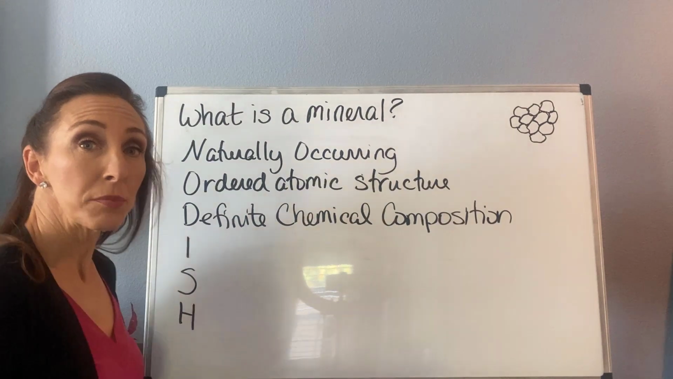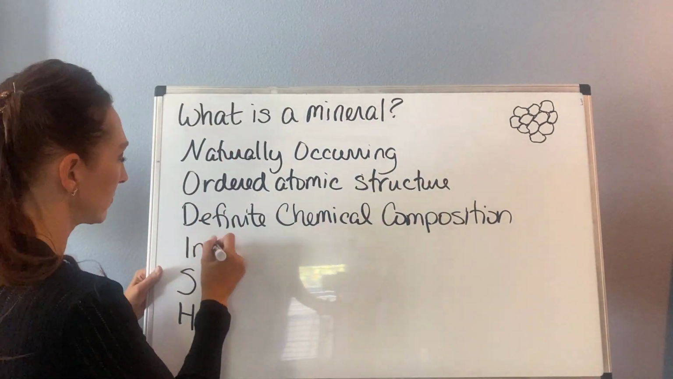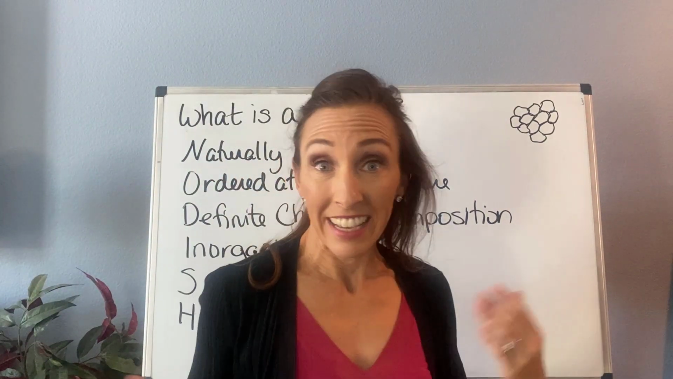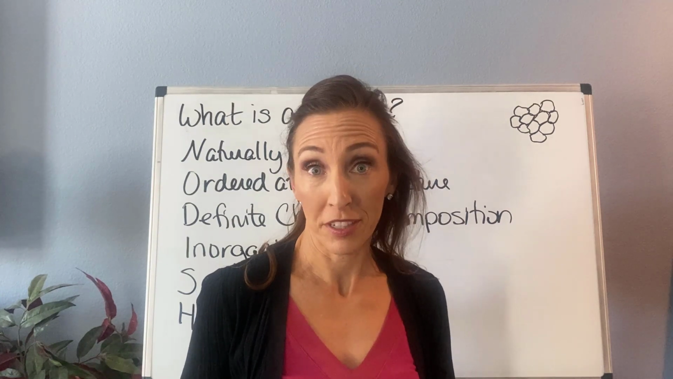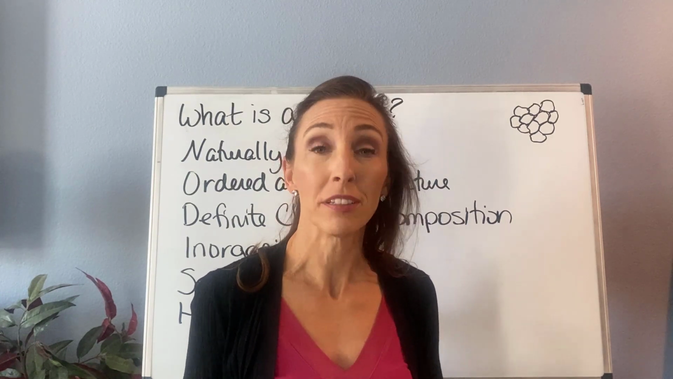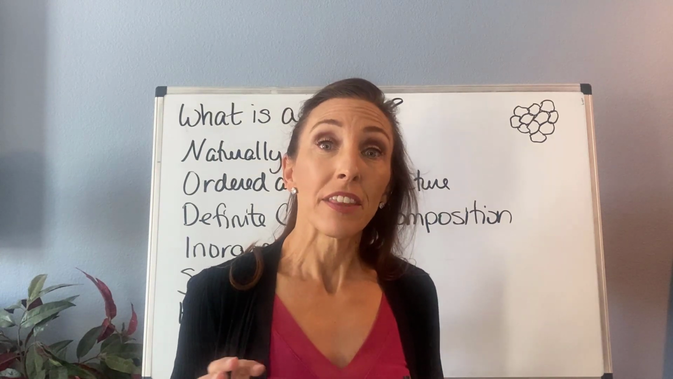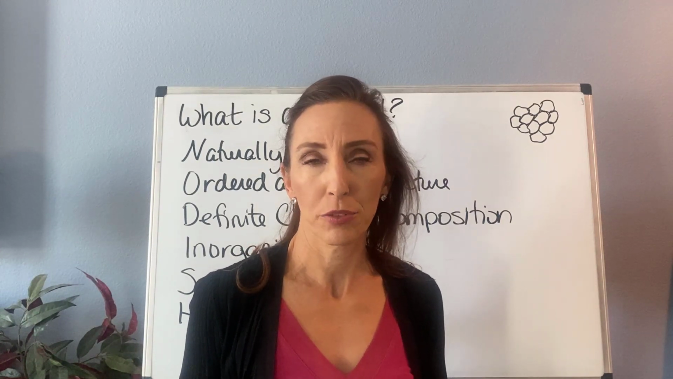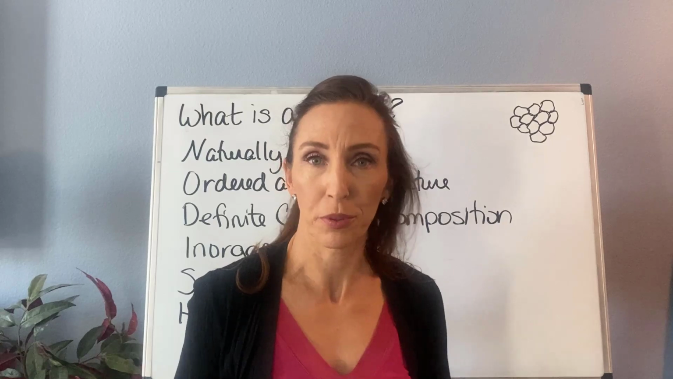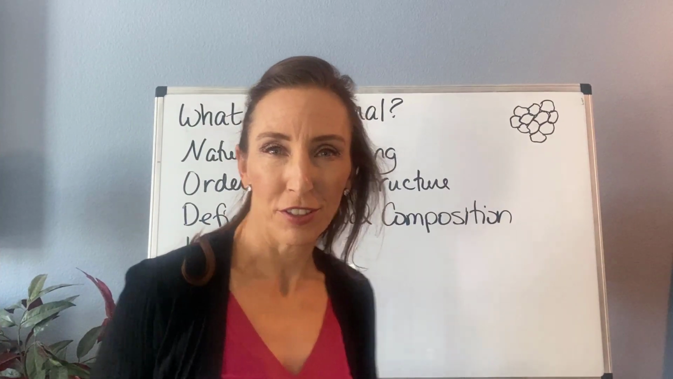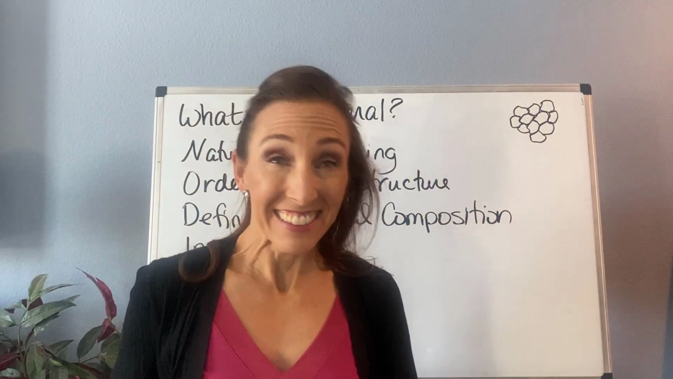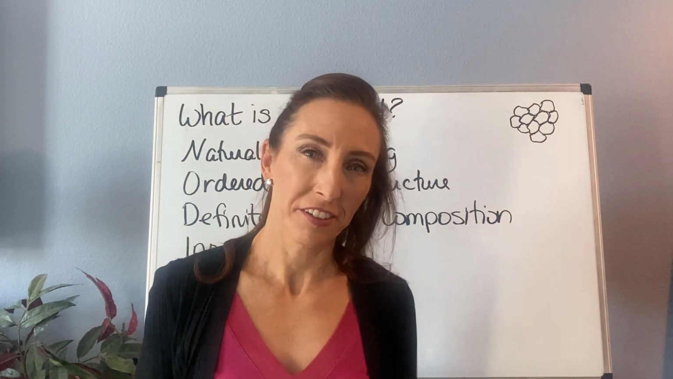The I is going to be for inorganic. So minerals can contain carbon, like diamond, for example, is actually just solid carbon. So is graphite, if you're familiar with that. But the carbon has to be from inorganic sources, so not from living sources. And now the S is going to be for solid. That's an easy one. It just can't be a liquid or a gas.